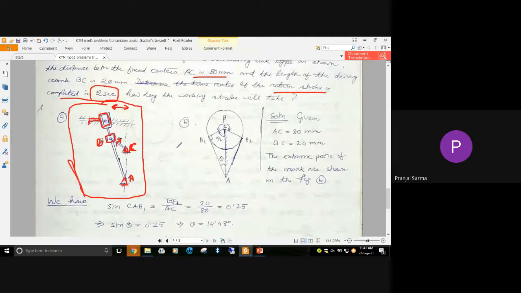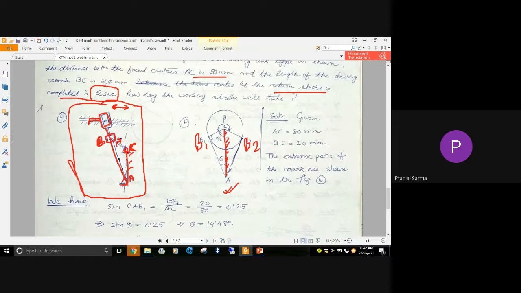So in that case, what we'll do, initially you are just drawing the two extreme point positions. For ease of solving this problem, this is the AC, which is nothing but the fixed portion. And B1 and B2 are the two extreme locations for the same point B on these two sides.